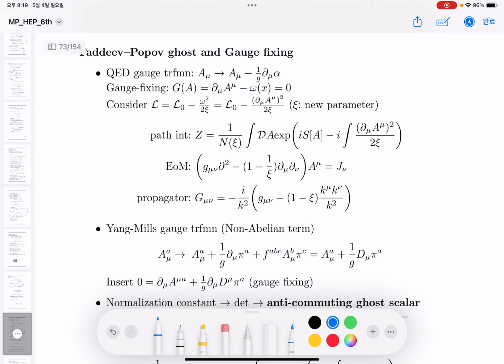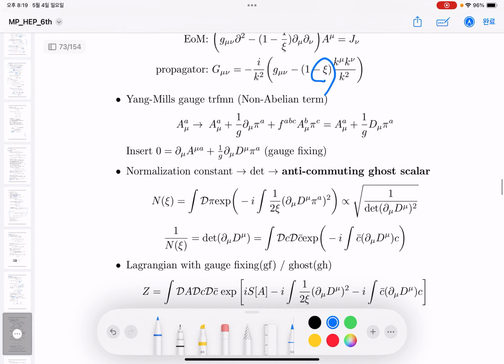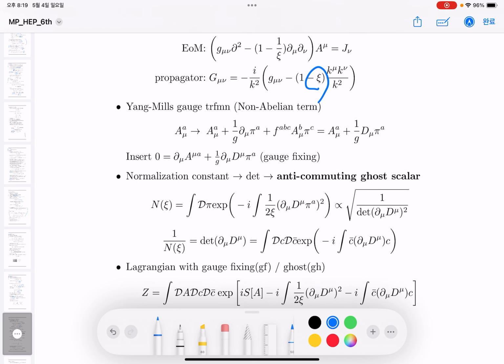And also there are some advanced topics. In the non-abelian theory, we should always consider the Faddeev-Popov ghost. Originally, when we consider the path integral formulation, there was a gauge fixing term. Similarly, in Yang-Mills gauge theory, there will be anti-commuting ghost fields appearing. There is also a gauge fixing term and the ghost term.